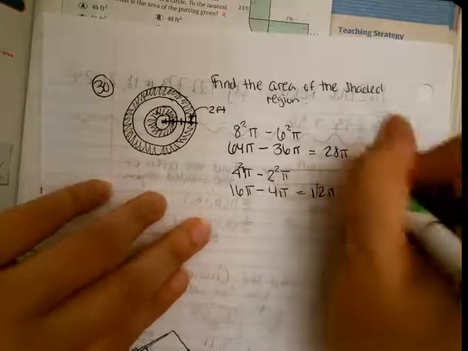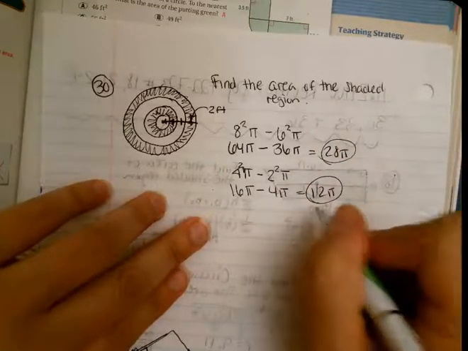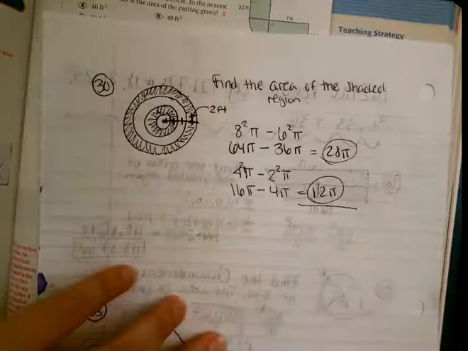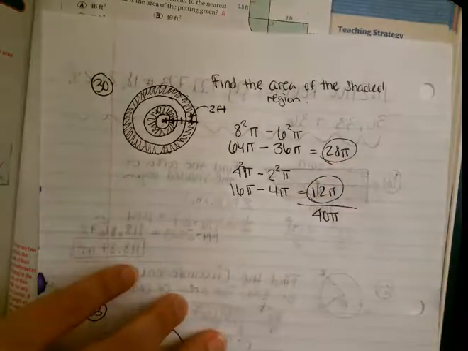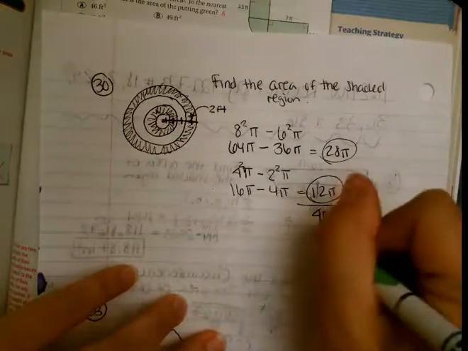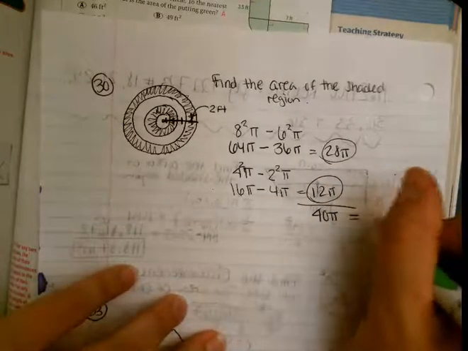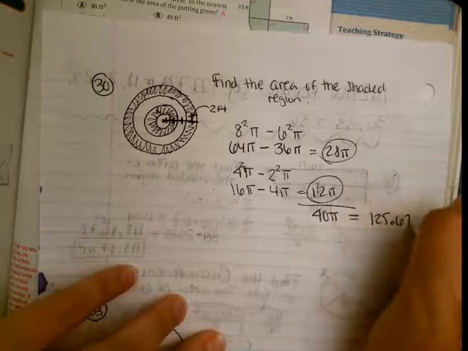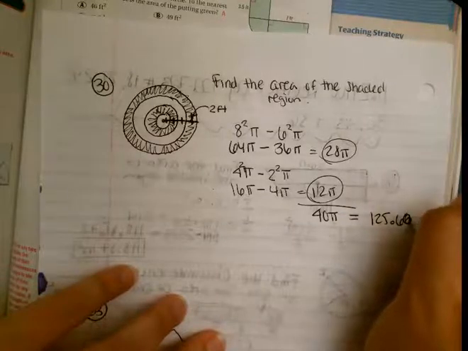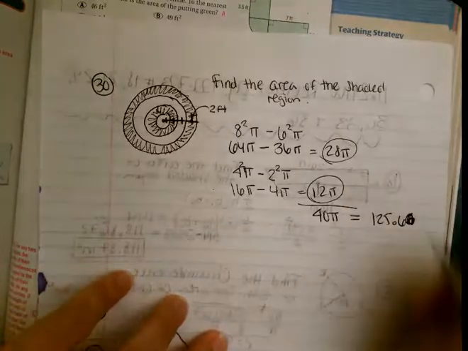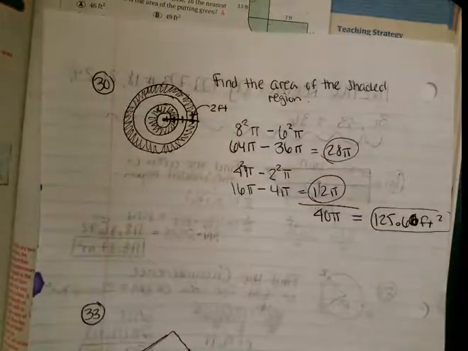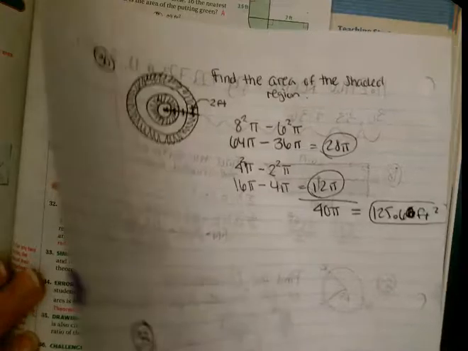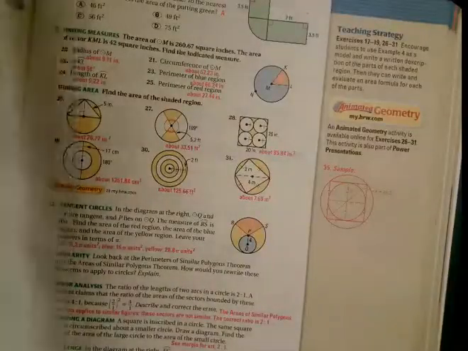So I have 28 pi plus 12 pi are my shaded regions. 28 plus 12 is going to give me 40 pi. And 40 times pi is approximately 125.66. And this one was in feet squared because it's area. 125.66 feet squared for number 30. Number 33.